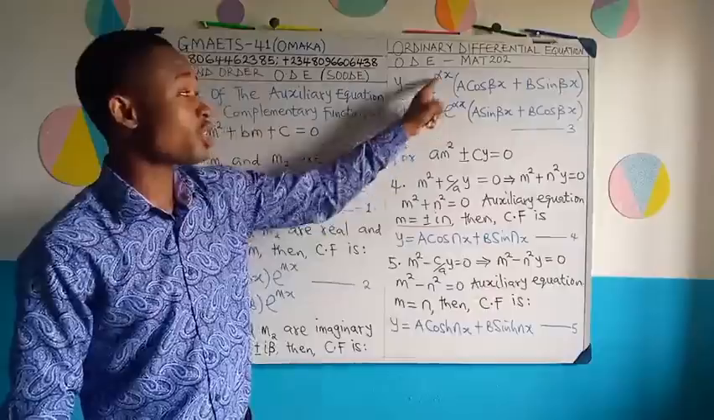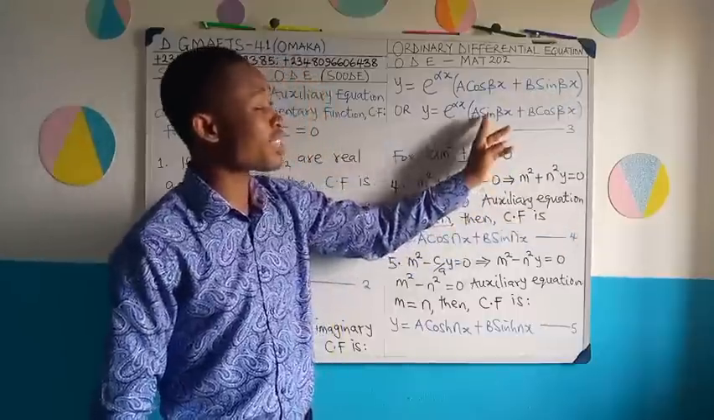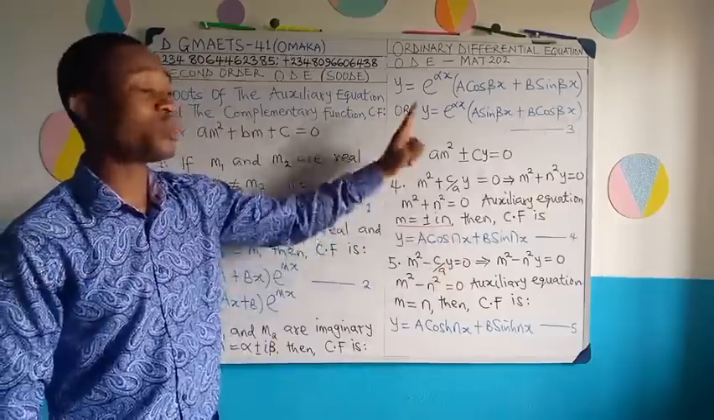Take note of this one, this exponential alpha x times a cos beta x plus b sin beta x. Or you could still write it as a sin beta x plus b cos beta x. This solution 4 was actually obtained from solution 3.